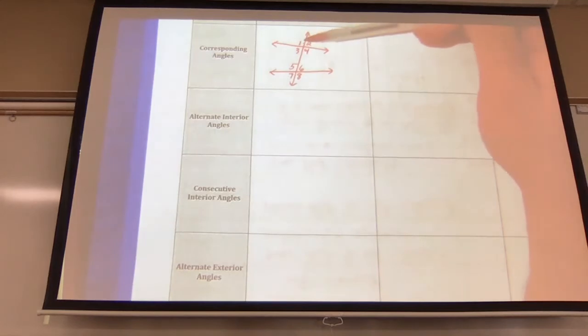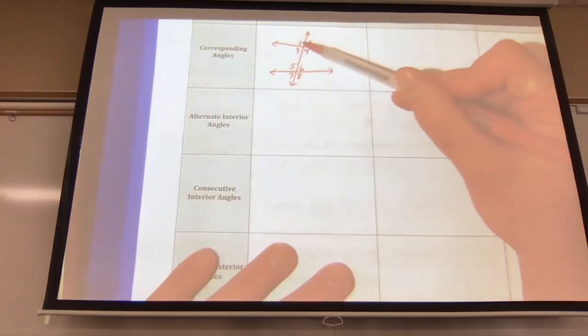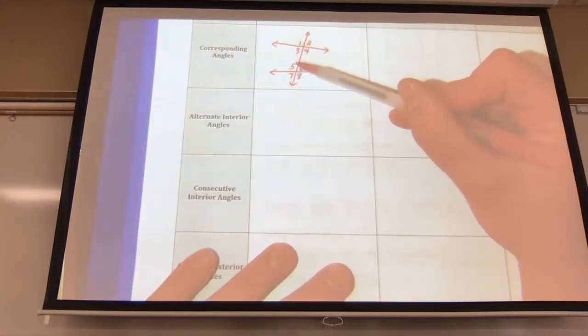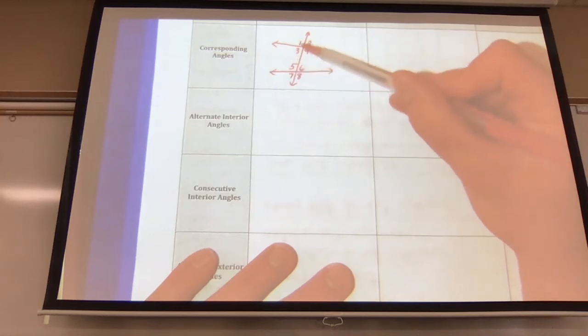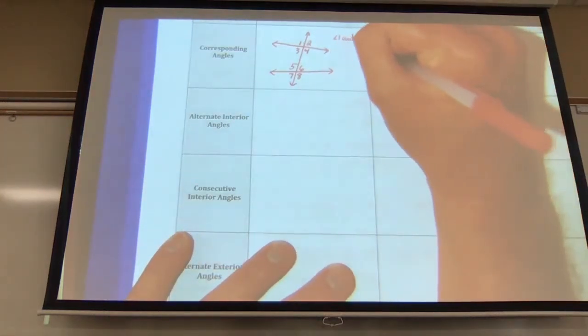So now, like I was saying, angle 1 is to the left of the transversal and it's above the line being intersected. The other angle that's to the left of the transversal and above the line being intersected would be angle 5. Those two hold the same place on your transversal. They're both to the left and above. So angles 1 and 5 would be a set of corresponding angles.